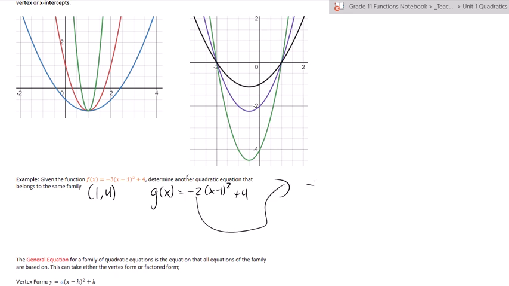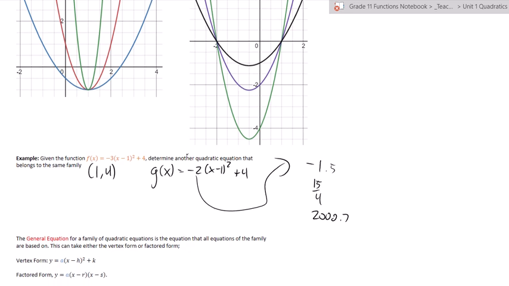Now a can literally be anything. It can be negative 1.5. It can be 15 over 4. It can be 2000.7. Anything. As long as it shares the same vertex, it is a family member.